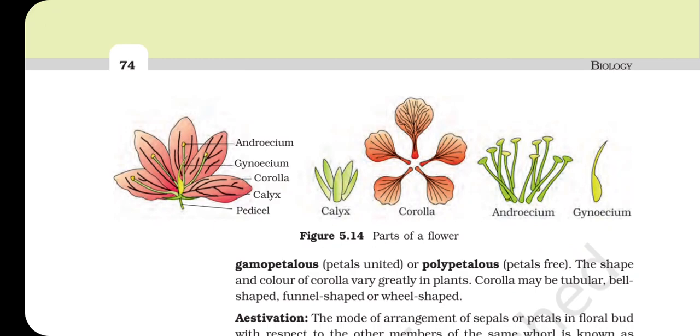Androecium, gynoecium, corolla, calyx, pedicel. Calyx, corolla, androecium, gynoecium.